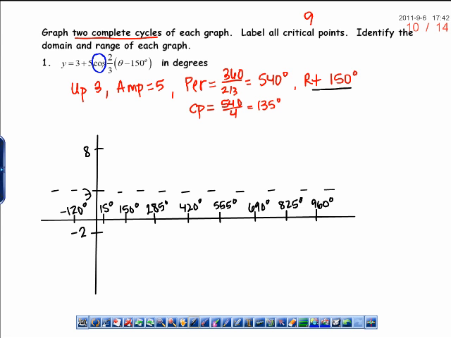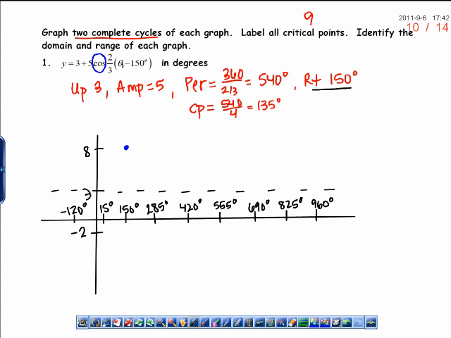Now we look at cosine. We say, okay, parent function of cosine starts at a peak. It starts at a high point. And that used to be at 0. But now, since we've moved to the right 150, it's at 150. So at 150 degrees, I should be at my high point, which is 8, and you should be able to plug in 150, and this should all work out, okay?